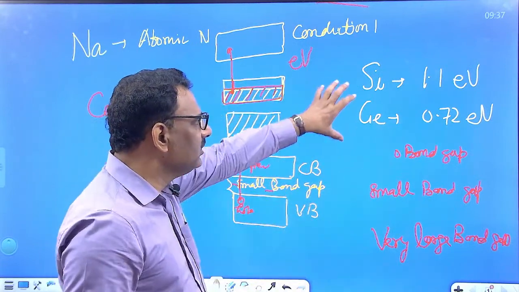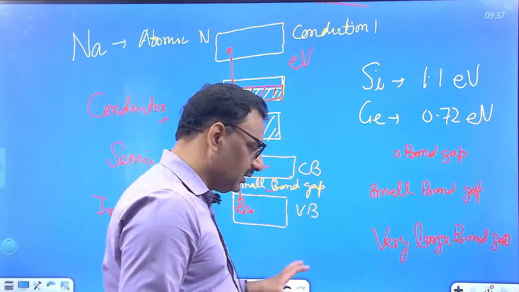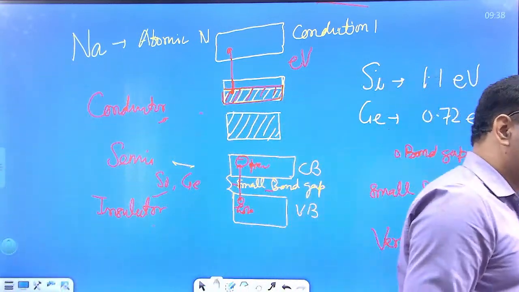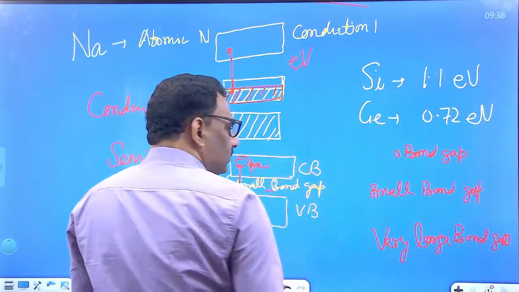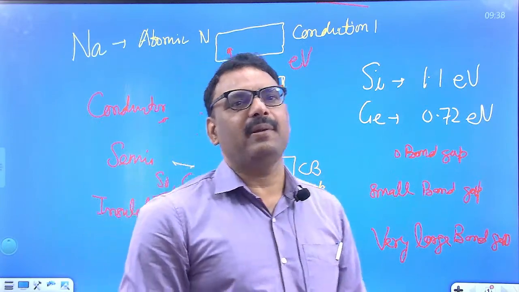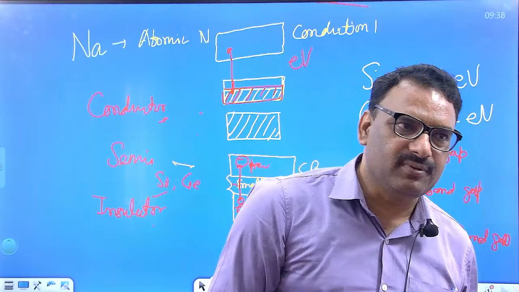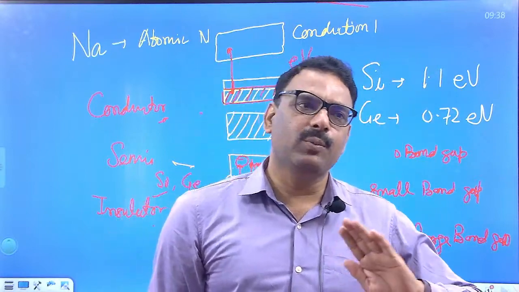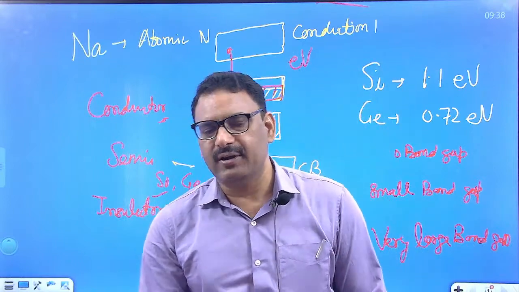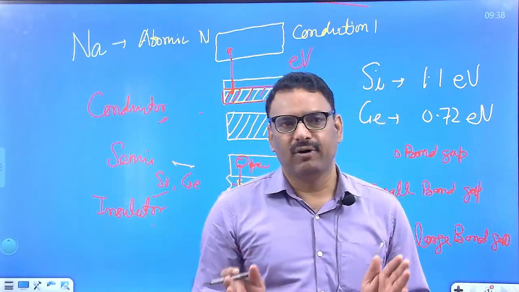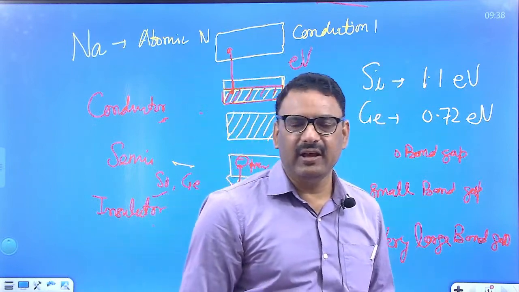Means this semiconductor, how is it useful? At room temperature it will behave as a non-conductor, but if you supply some energy from outside, it will convert itself into a conductor. So this property is very important for device purposes, because you can use it like a switch.